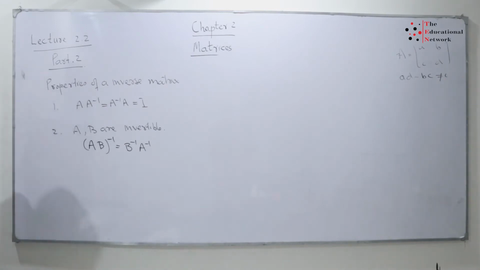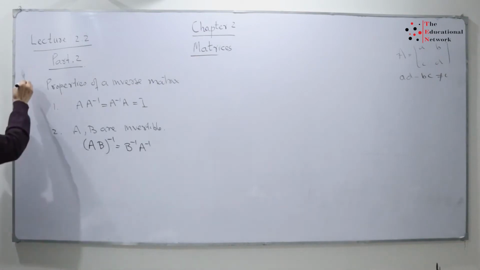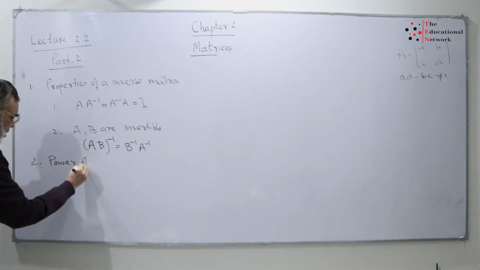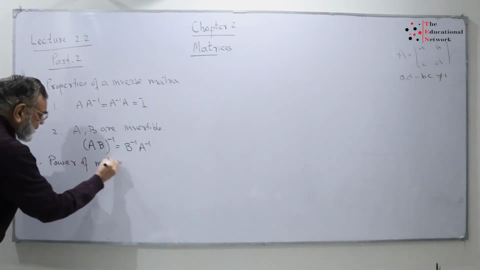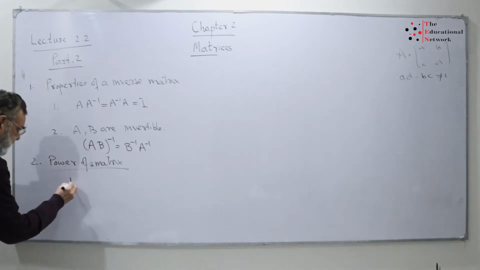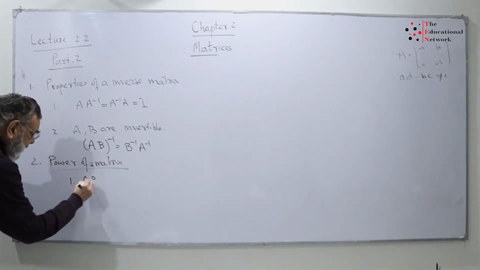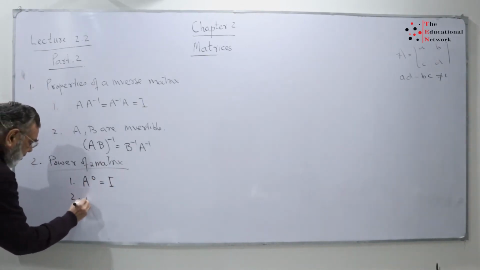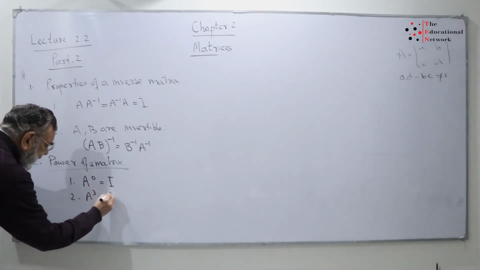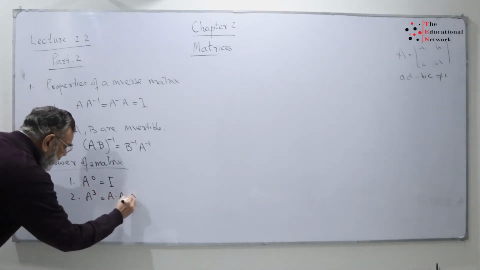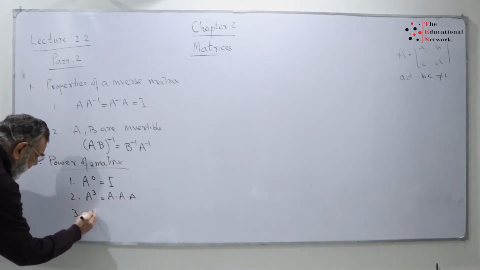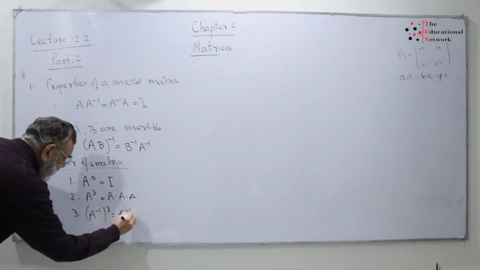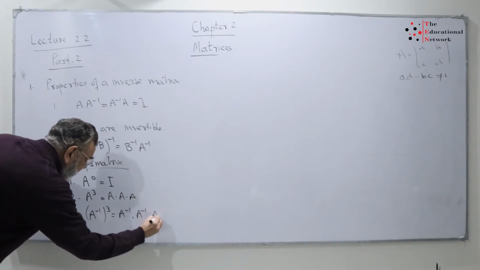Then we are going to discuss the power of a matrix. Very important set of properties of the matrix. First property, A to power 0 is the identity matrix. Number 2, we have A to power 3. I'm taking an example. This is A into A into A. Number 3, we take A inverse to the power 3. This is equal to A inverse multiplied by A inverse multiplied by A inverse.